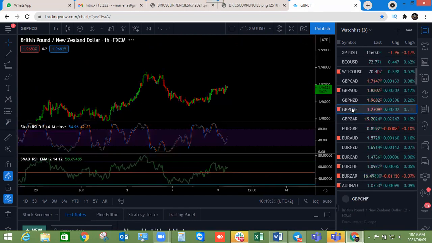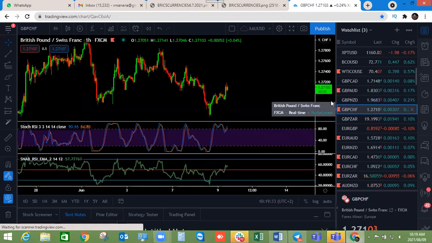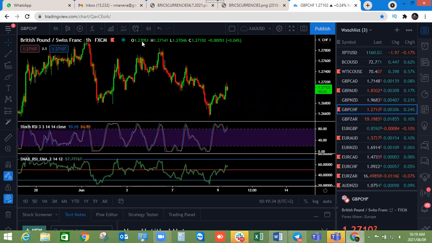Pound Swiss. Pound Swiss has made a 3-wave pullback, 1, 2, 3, but that 3-wave pullback is coming with this above 50, so that may be a move to the upside. So let's just watch that. If it is not, we are going to look for this trade setup.